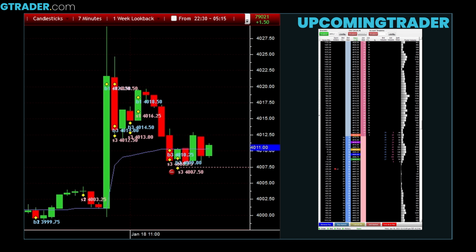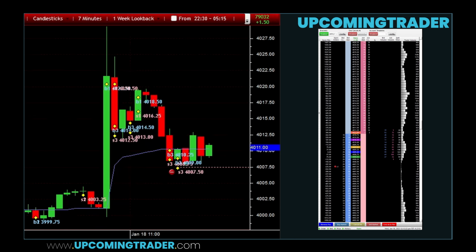Another mistake is ignoring volume. Remember, volume is key to knowing whether a move is real or just a fake out. If there is no volume increase during a breakout, it might not last.